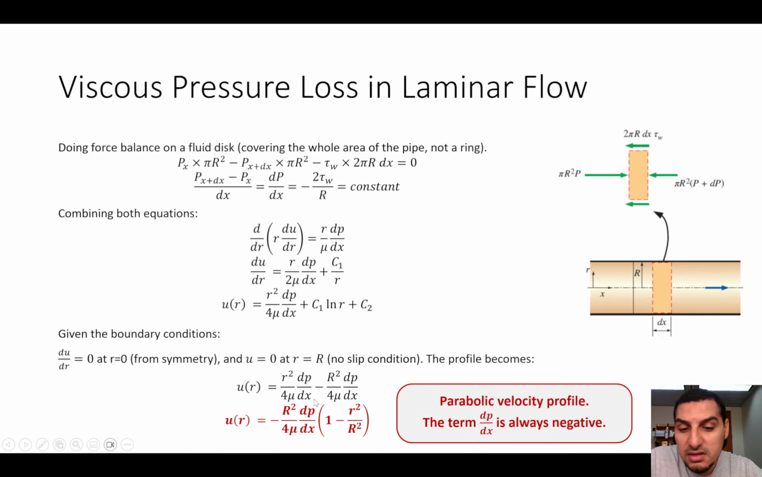So this is one thing. The other thing is that this is a second order equation, which is a parabolic profile of the velocity, which is what we see. Or we knew from the beginning that the velocity profile will be a parabolic profile.